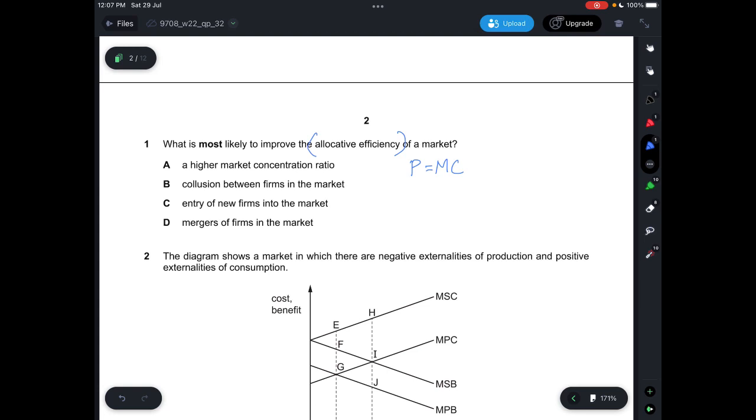So let's look at the four options here to see whether or not it relates to what I mentioned just now. A, it says a higher market concentration ratio, which is incorrect. And then B, it says collusion between firms in the market.